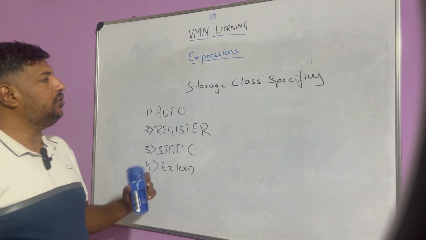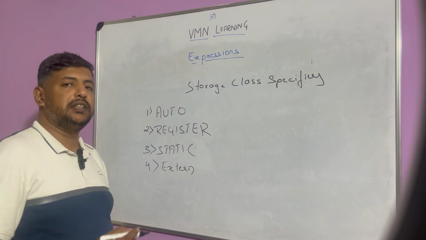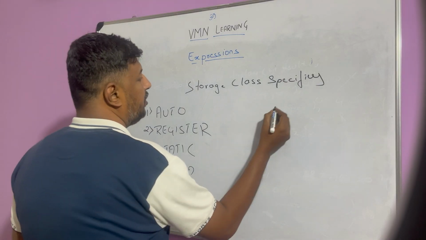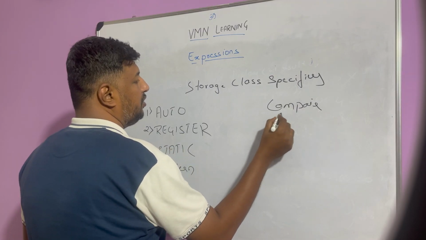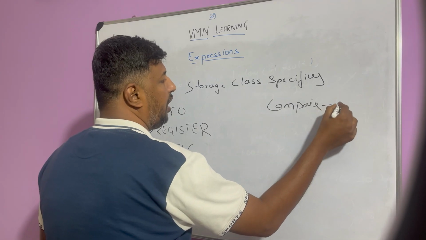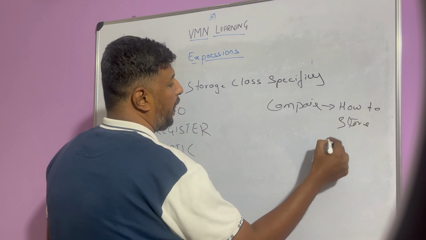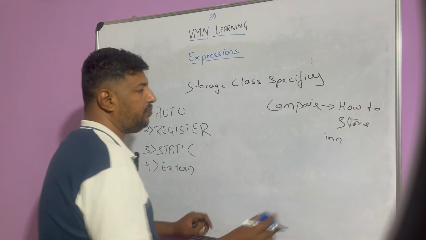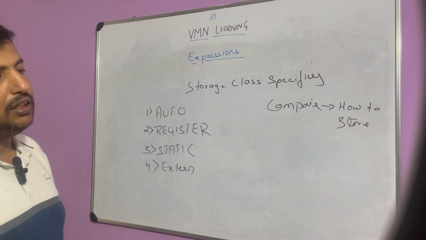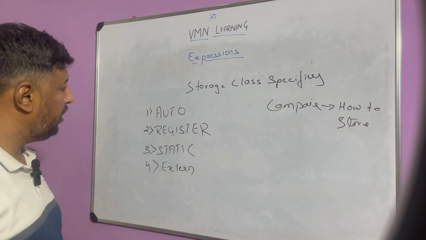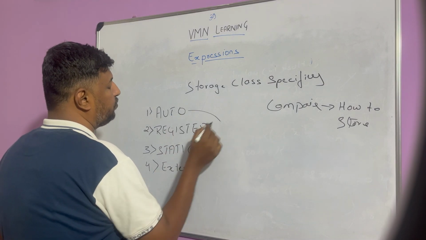Okay. So what are these storage specifiers? Storage specifiers, you can say, basically will tell the compiler how to store in memory. Basically these will tell compilers how to store in memory. So first let's see about auto.